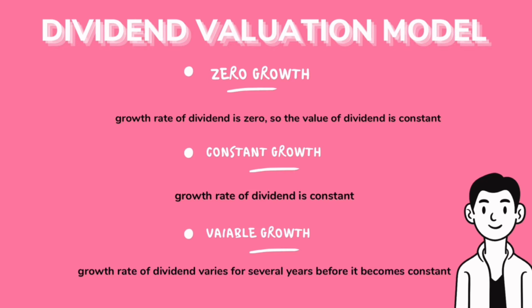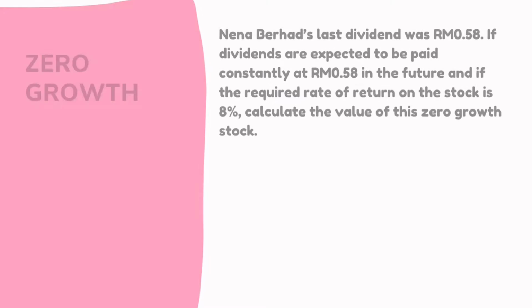Zero growth is when the growth rate of dividend is zero, so the value of dividend is constant. Constant growth is when the growth rate of dividend is constant. And variable growth is when the growth rate of dividend varies for several years before it becomes constant.